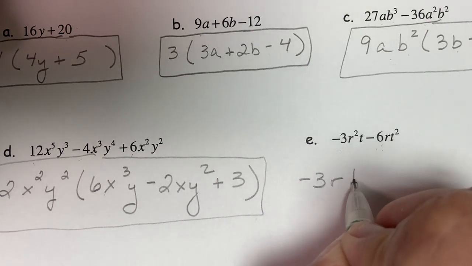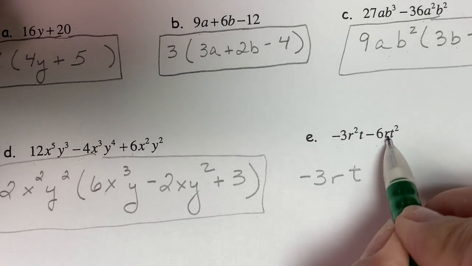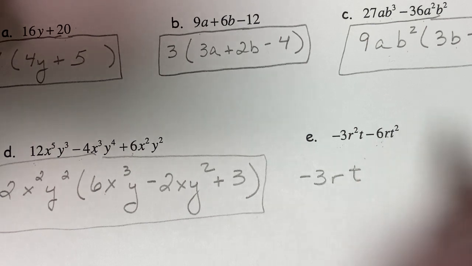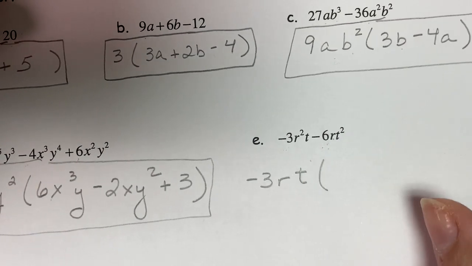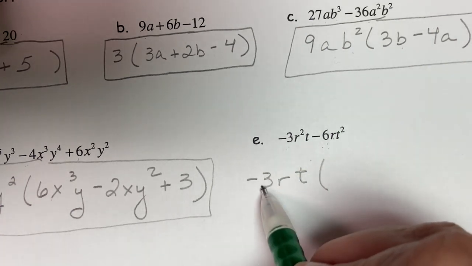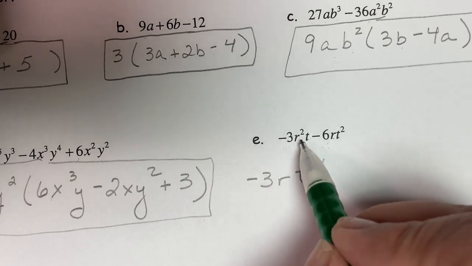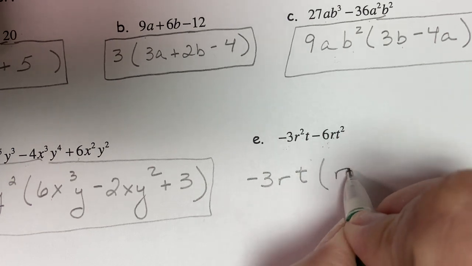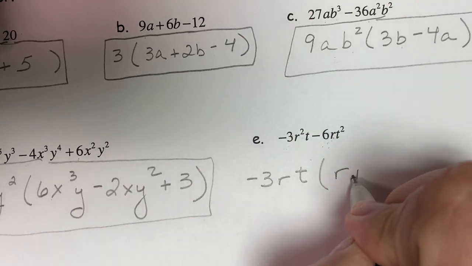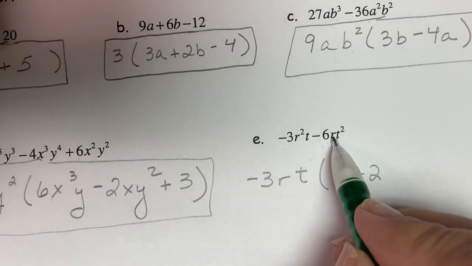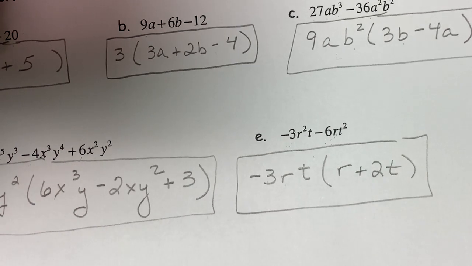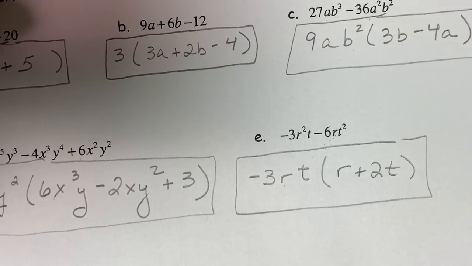You can see that they have an r and a t in common. r to the first is the smallest exponent, and t to the first is the smallest exponent. So let's divide and see what we have left inside the parentheses. Notice a negative 3 divided by negative 3 is 1, so we don't even have to write that. r squared divided by r is r. Now notice negative 6 divided by negative 3 is positive 2. And the r's cancel, and you're simply left with a t. And there you go. We're going to stop this video, and we're going to go on to part 2.